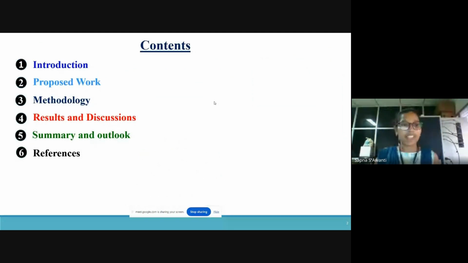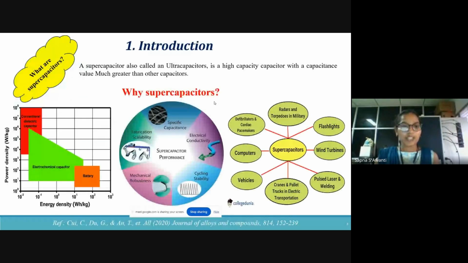Here are the contents: introduction, proposed work, methodology, result and discussion, summary and outlook, and references. And here is the introduction part. What is a supercapacitor? A supercapacitor, also called an ultracapacitor, is a high capacity capacitor with a capacitance value much greater than other capacitors. Instead of a battery, we are using a supercapacitor because supercapacitors have high power density and low energy density as compared to a battery.